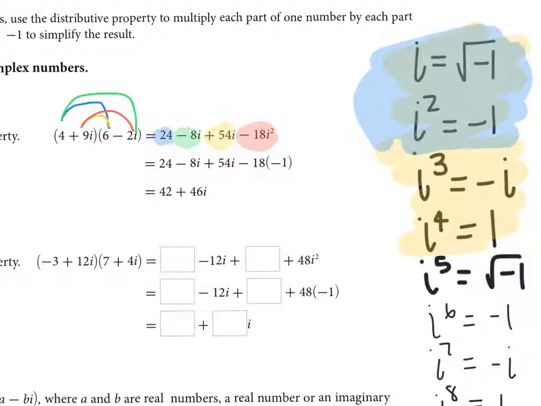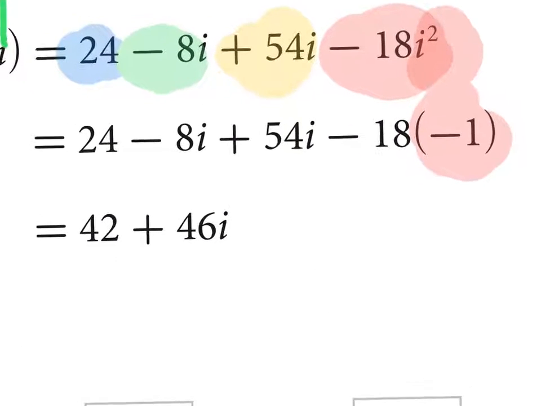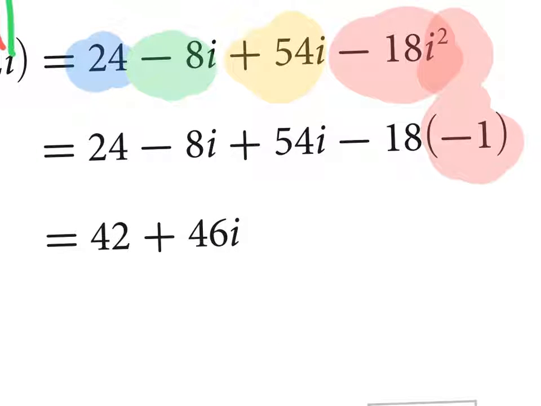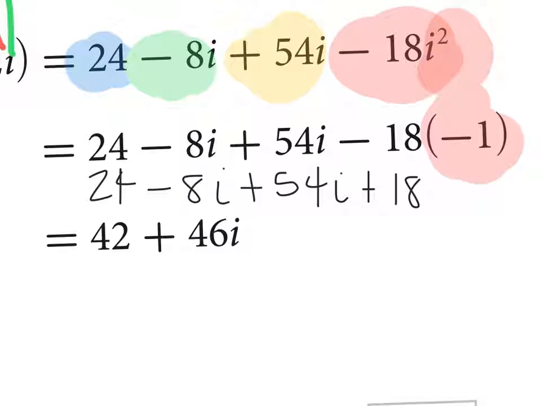So here's what's important, if you notice, you have right here an i squared. And we just over here proved that i squared was really -1. So that means whenever I have this i squared, I have to replace it with a -1. And that changes my problem up a little bit, makes it a little bit more complicated. So I have really 24 minus 8i plus 54i, and then instead of -18 times -1, I actually have a +18.